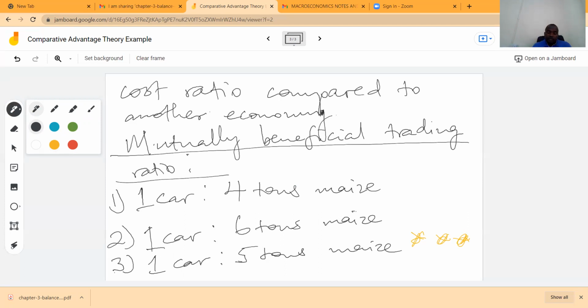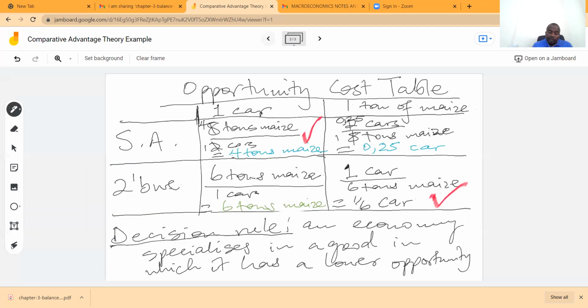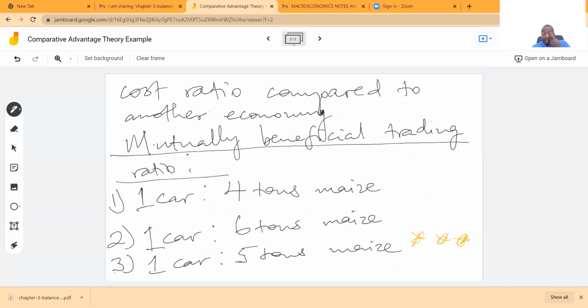At this trading ratio, South Africa is gaining 1 ton of maize because it's 1 ton above the opportunity cost of 1:4. And Zimbabwe is saving 1 ton of maize from international trade because the opportunity cost is 1:6 tons of maize. So both countries are benefiting mutually because what is gained by South Africa is what is also saved by Zimbabwe implicitly. So there's mutual benefit in specialization and hence international trade.